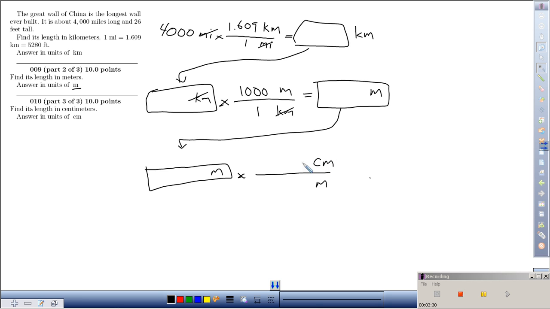Now, what's the relationship between meters and centimeters? Which is bigger? Well, 1 meter is bigger than a centimeter, so I'm going to put 1 meter here. How many centimeters are in a meter? It might help to remember how many cents are in a dollar. There's 100 centimeters in 1 meter. So now meters is on the bottom and meters is on the top. Those cancel out. Whatever this number is times 100 will give me how many centimeters is the length of the Great Wall of China.